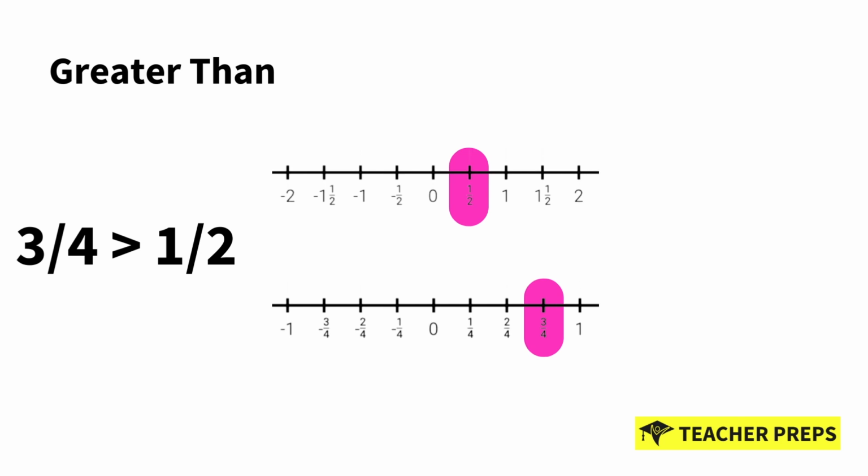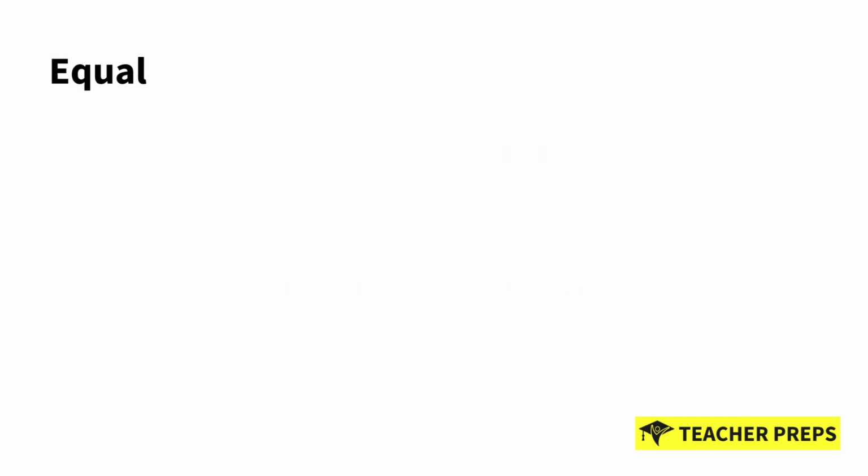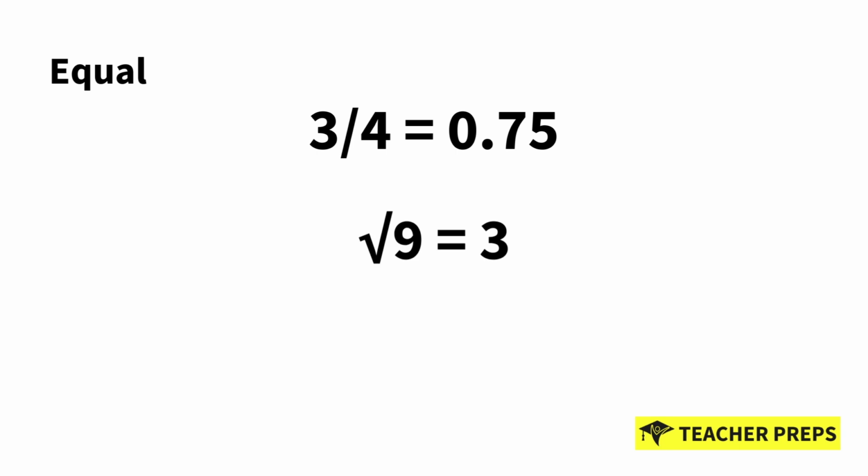Yet sometimes numbers are equal to each other. For example, 3/4 is equal to 0.75, and the square root of 9 is equal to 3.